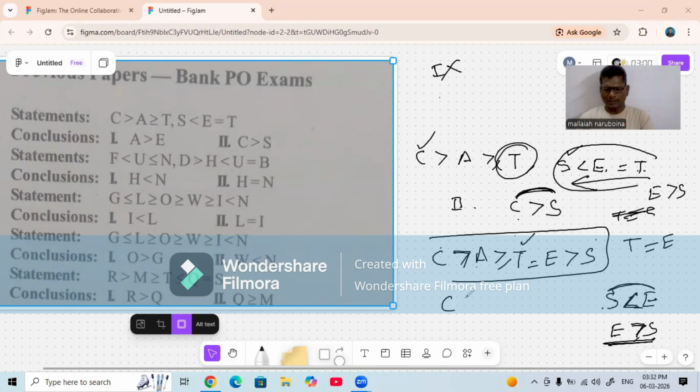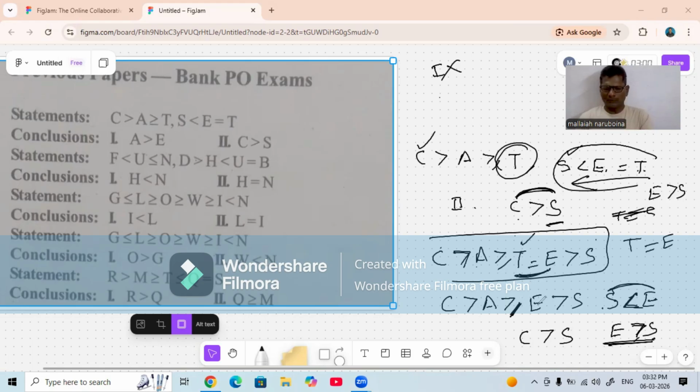C greater than A greater than or equal to T. Here you can write one letter, enough. T is equal to E means both are the same only. We don't want E or T. We want only S. For formality I am writing E greater than S. So from this, all are greater than, only one equal symbol is given. That means C greater than E, C greater than S.